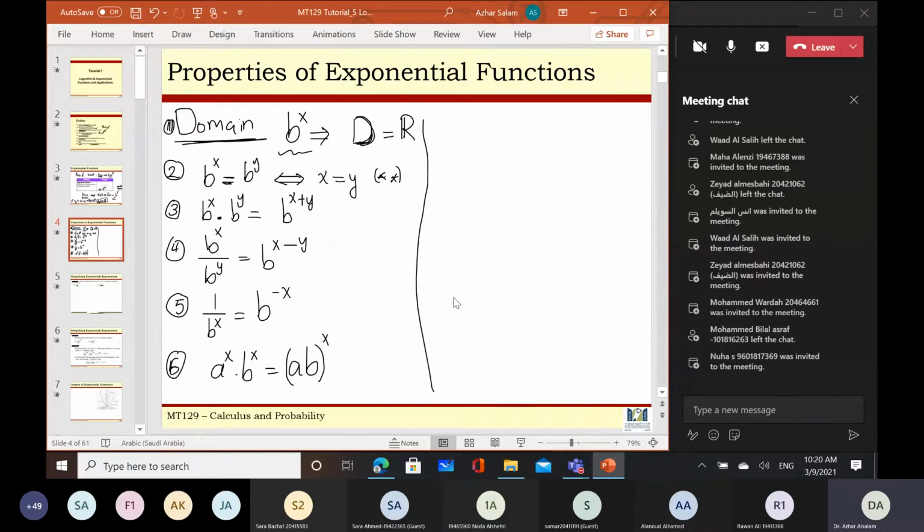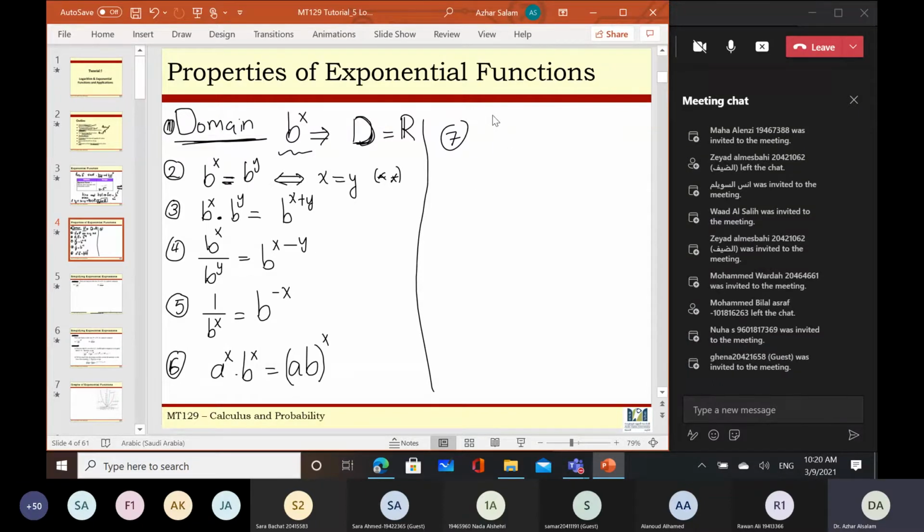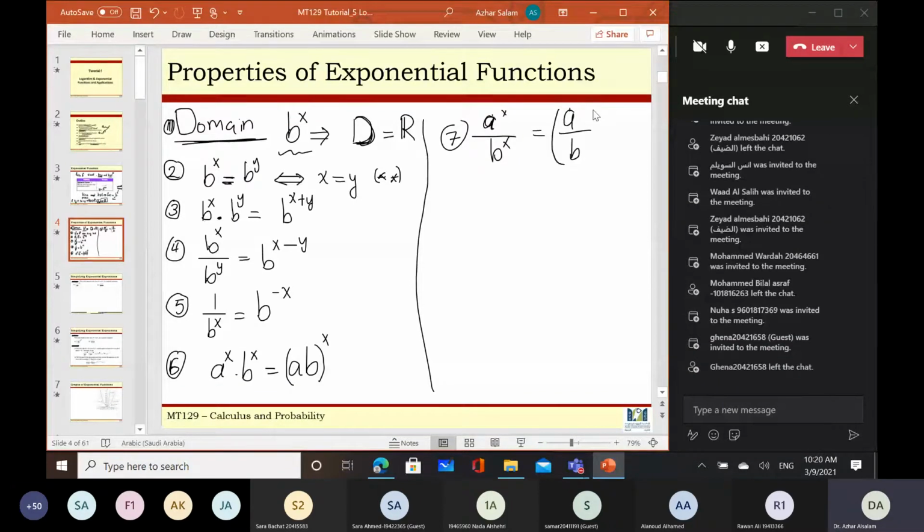I can also apply this on the division. When I have a to the power x divided by b to the power x, I can write it a divided by b all to the power x, or the opposite. I could have this, a divided by b all to the power x, I can distribute the exponent on the top and on the bottom, on the numerator and denominator. Okay?